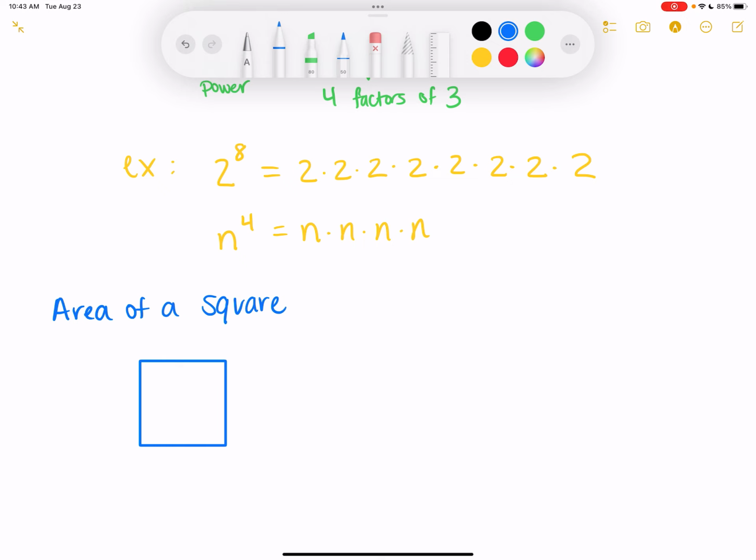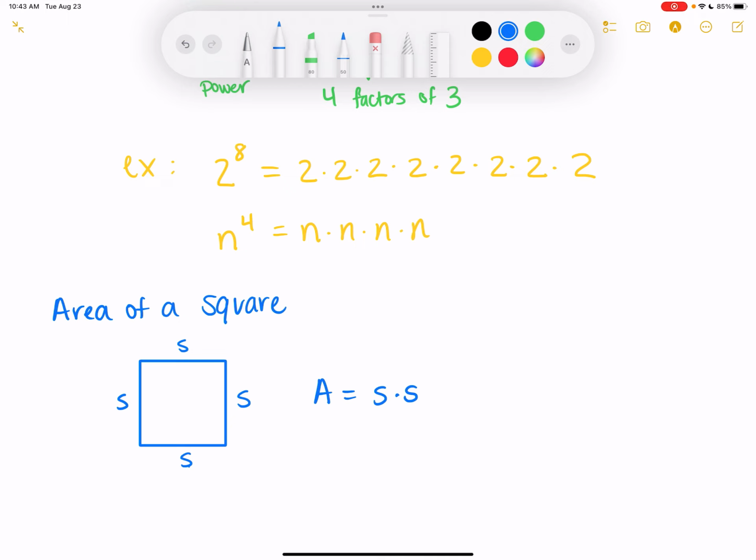Then each side is the same length, right? That's what gives us a square. If we have 2 different side lengths, that becomes a rectangle. Now, fun fact, a square is also a rectangle, but a rectangle is not a square. So if we had area, what we do is we multiply one of the sides times the other side, and that's going to give us area. So area is equal to side times side.